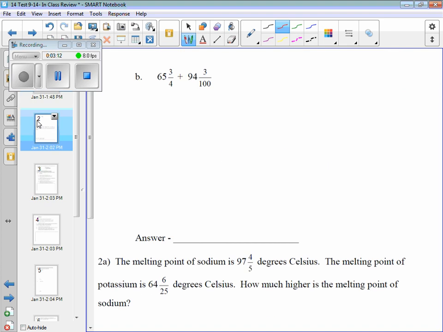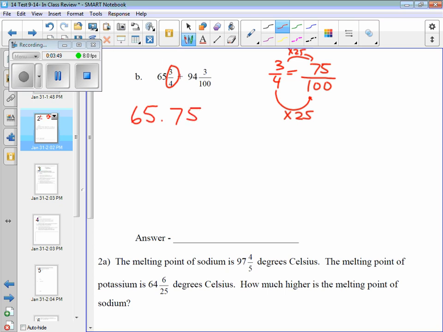Moving on to number 2, we have to convert 3/4 into an equivalent fraction over 100 or over 10. Well, since we cannot do it over 10, we have no other option other than to do 3/4 as an equivalent fraction over 100. When you do the math on this, you're multiplying by a factor of 25. And you wind up with 75 hundredths. That's now going to make our fraction 65.75.